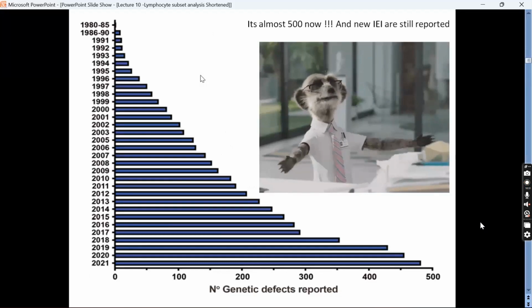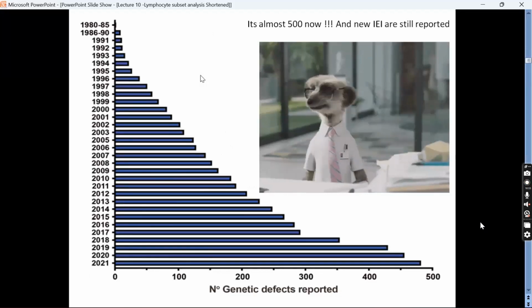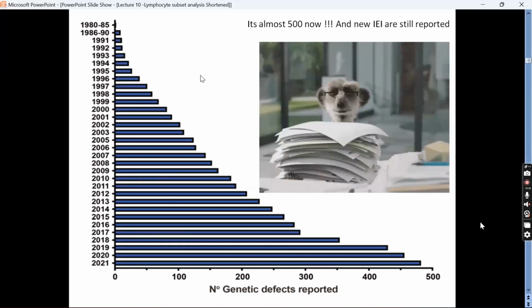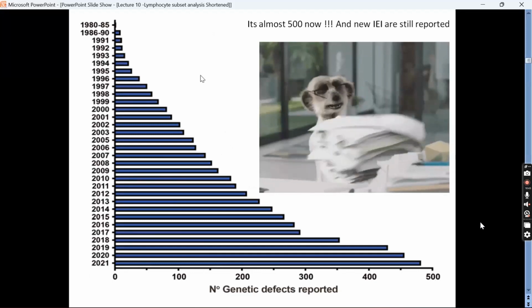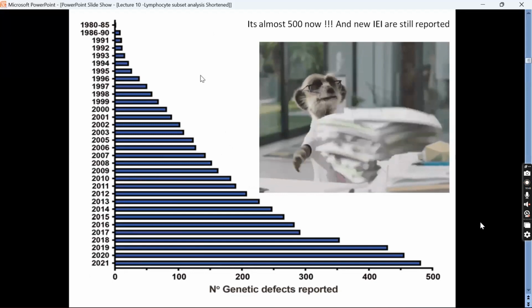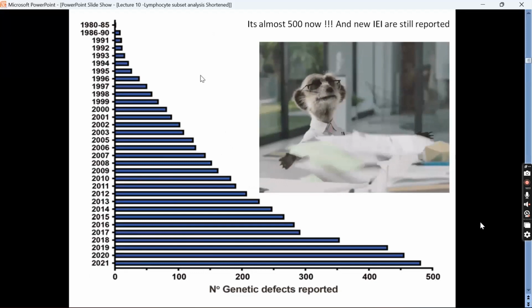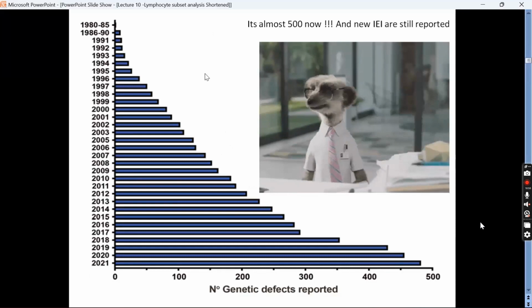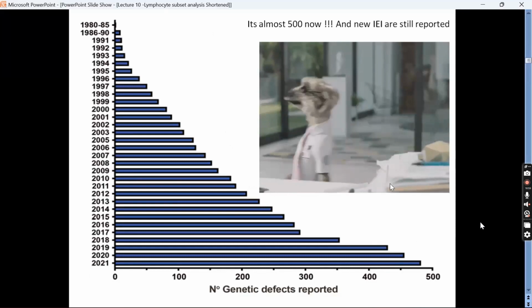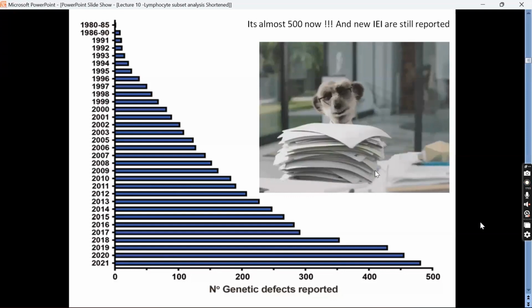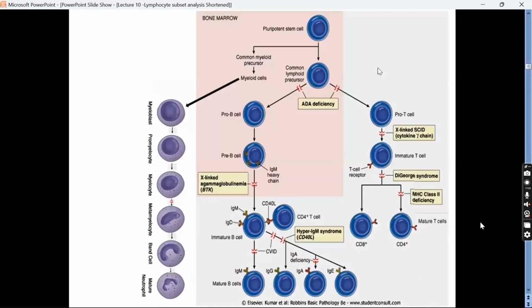But if you see the number of individual PID diseases, it has almost reached 500, and the numbers are still increasing because of sequencing and molecular advancements. Every time a patient is diagnosed with immunodeficiency, they send for gene sequencing, exome sequencing, and pick up a new mutation, and it adds to the list. So the number of PIDs is steadily increasing because of advances in genetic studies and next generation sequencing. Now this is a beautiful diagram.